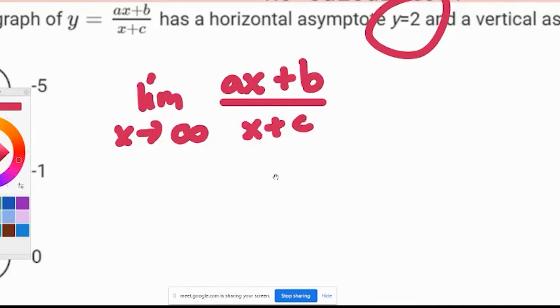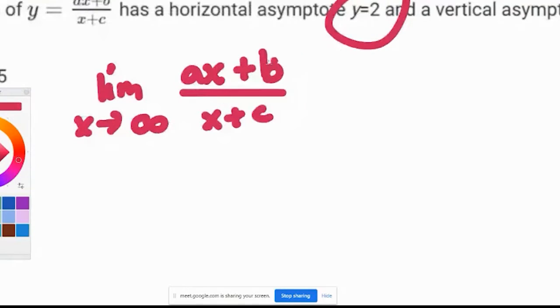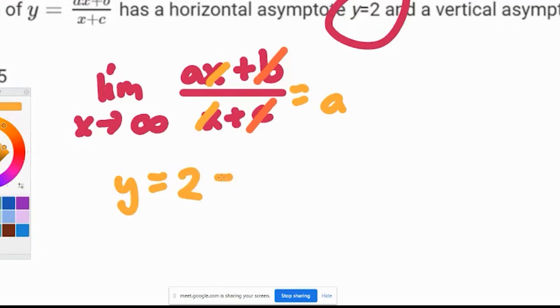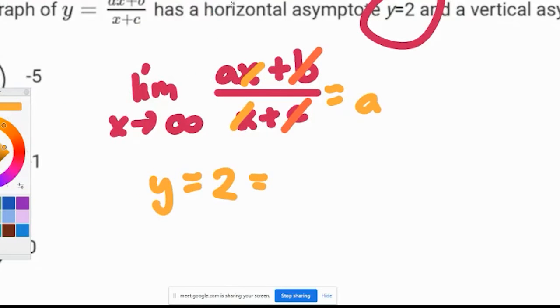So since we're going to infinity, this b here, let me color code this. This b is meaningless. This c is meaningless. Okay. And then we're going to do x over x is 1. So you're left with a. Well, we know that the horizontal asymptote is equal to 2, which is also equal to this thing here, because we went to infinity. So that means that a is equal to 2.